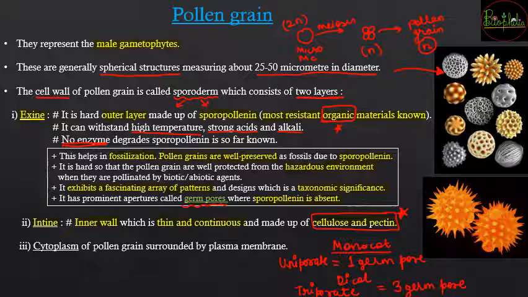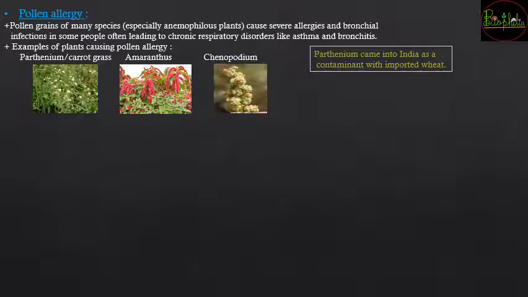अब जैसे ही ये दो layers finish हो जाती हैं, what is going to come next? That is going to be your cytoplasm, and this cytoplasm is going to be surrounded by the plasma membrane, right? So this completes our study about pollen grains. Now let's see some related topics about pollen grains.